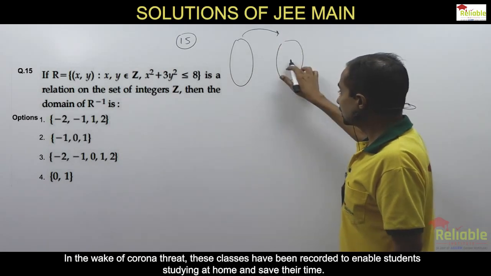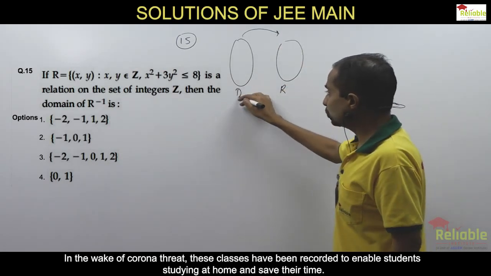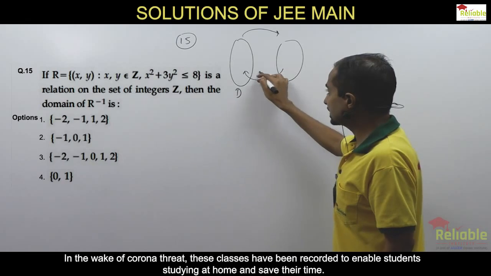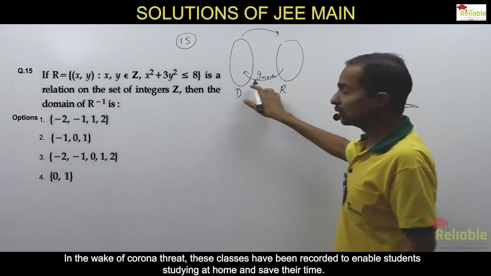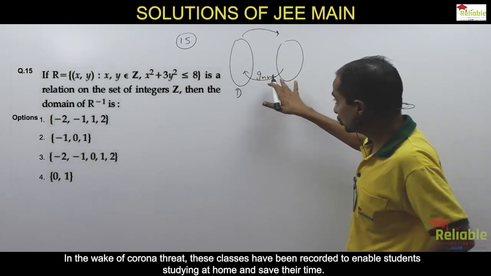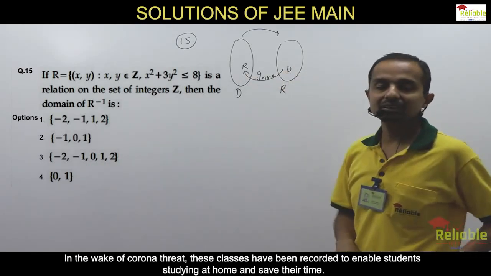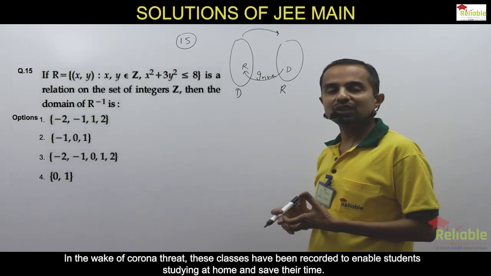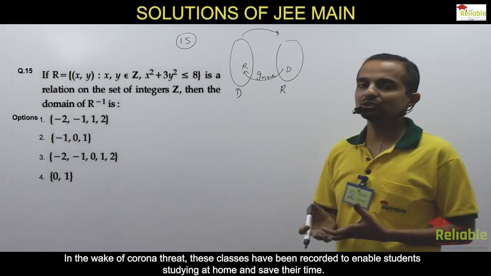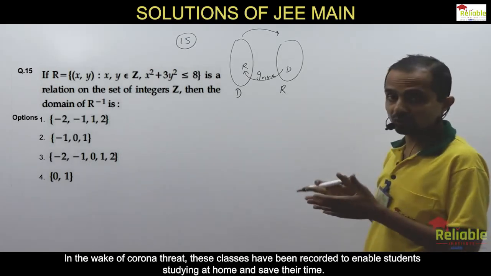right? So this is the range and this is the domain and the inverse is going to be this. So the domain is going to be this and range is going to be this. Essentially, in order to find the domain of R inverse, we have to find the range of R. That's it. So the set of values of y.